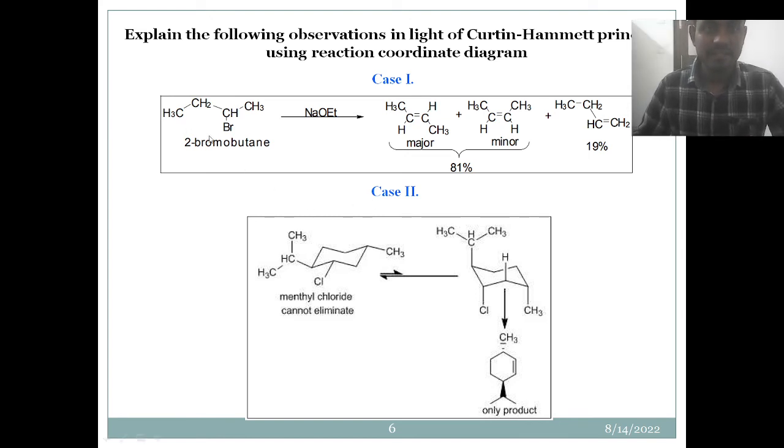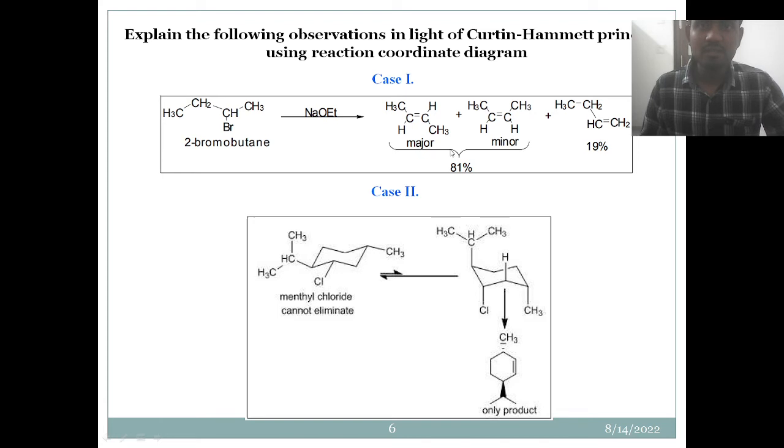So I will explain the first reaction. It's very simple. It's an E2 elimination reaction, in which I have 2-bromobutane, written CH3, CH2, CHBr, CH3, with NaOEt. So it can give 3 possible products. One of them is trans, that is Z. This is a major product, and then this cis butene is a minor product, and this terminal alkene, at 19%, is formed in the least amount. Overall, this is the major product.